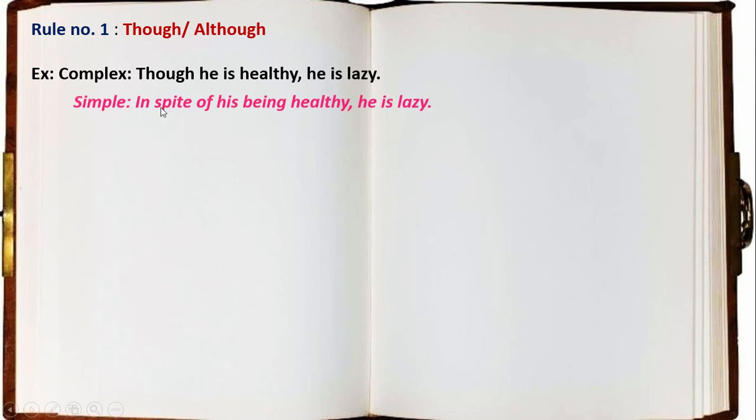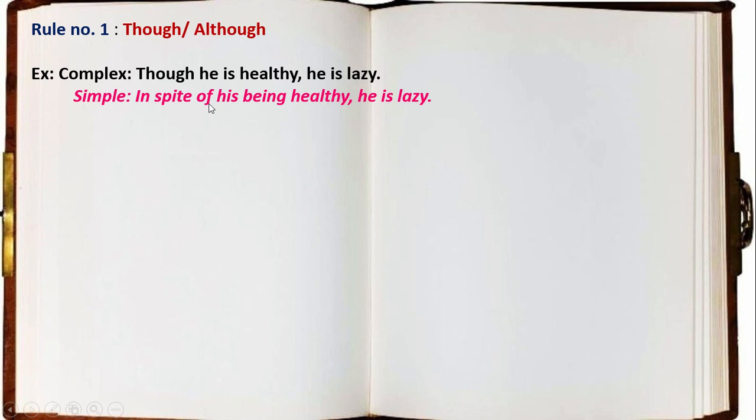Changes will be: instead of though, I'll write here in spite of or despite. Then the possessive form of the subject, he, his. Then verb's ing form. Be verb's ing form is being. Then the rest part of the sentence. So it will become like this: In spite of his being healthy, he is lazy.